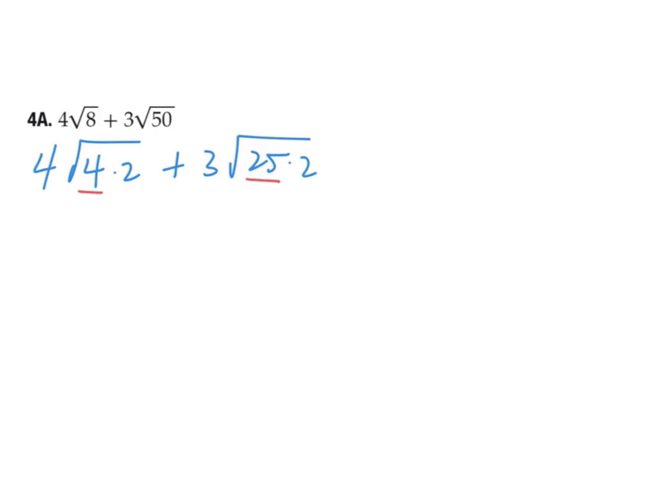What is the square root of 4? 2. Square root of 25. Okay. So notice I kept them in red. They came on the outside, and they are being multiplied with the number that was already out there. That's important. So that gives me 8 root 2 and 15 root 2.